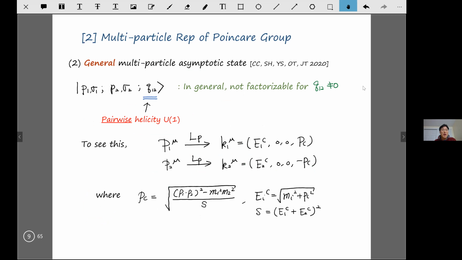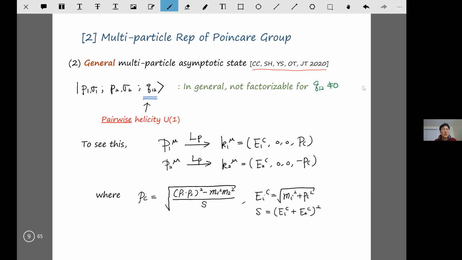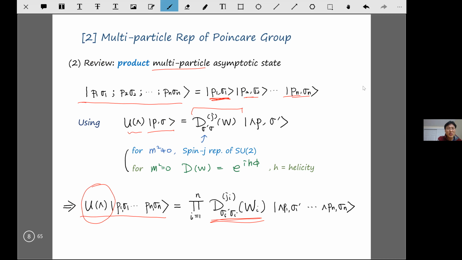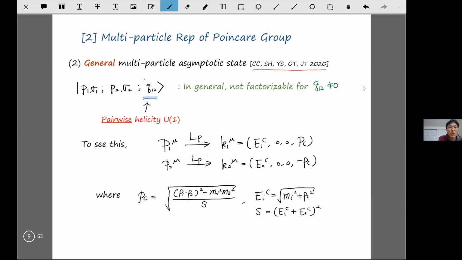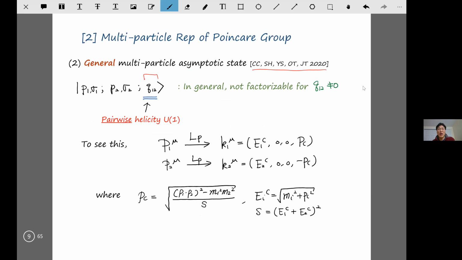Okay, so moving on. However, in this paper we argue that the general multi-particle state is not just this product state. Remember, a product state is characterized by the momentum of each particle and the spin of each particle. However, we show that the general multi-particle state has extra quantum numbers, which we call the pairwise helicity. So what is this? Let's just take the two particle state as an example. But this can be easily generalized to an arbitrary number of particles.